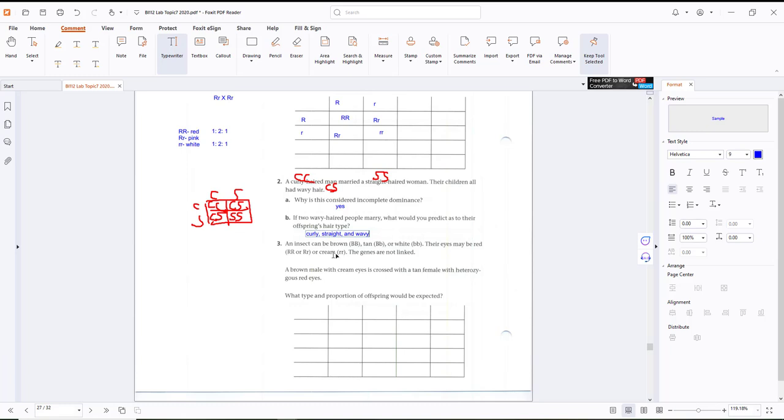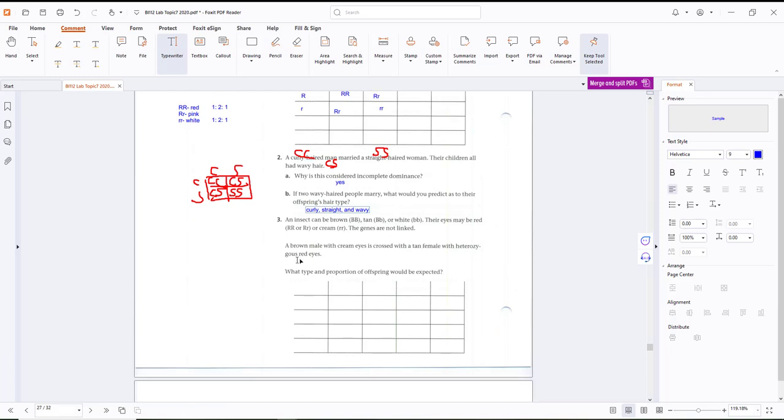An insect can be brown, tan, or white. Their eyes may be red or cream. The genes are not linked. Okay, so this is a dihybrid cross that has two different genes here.